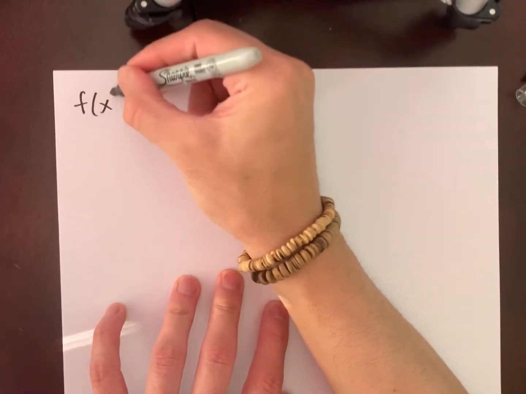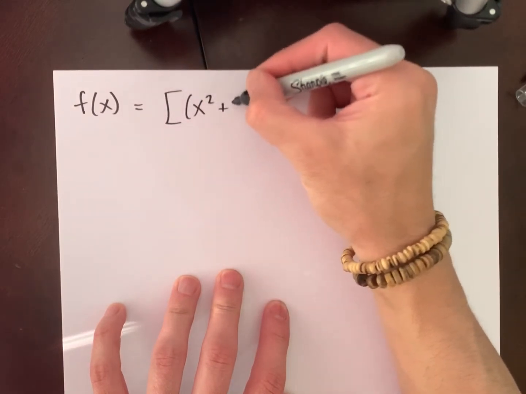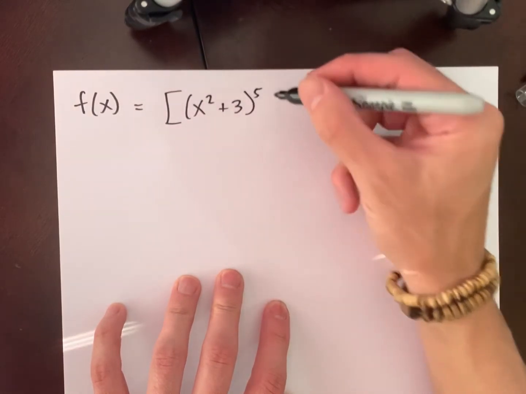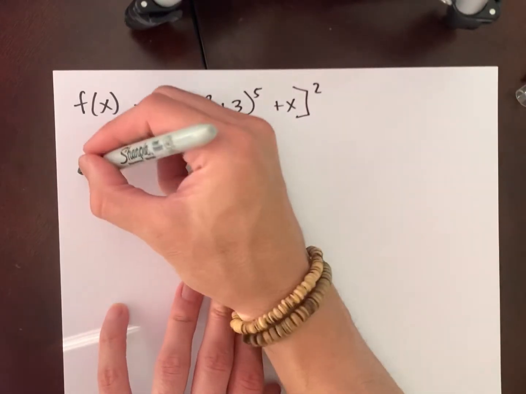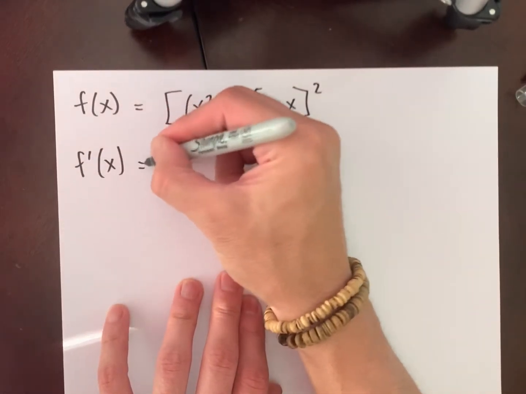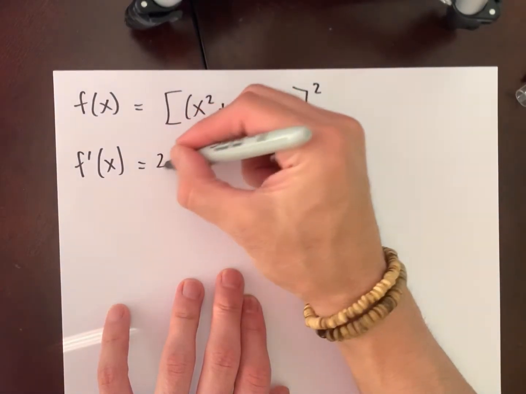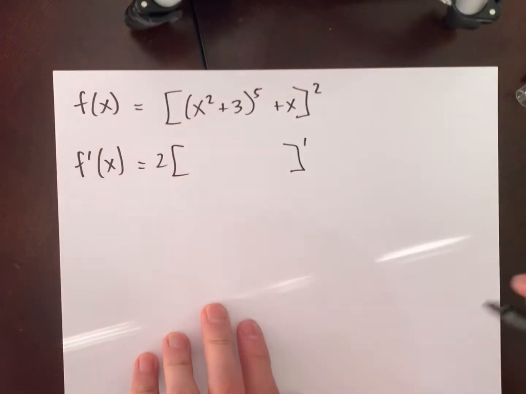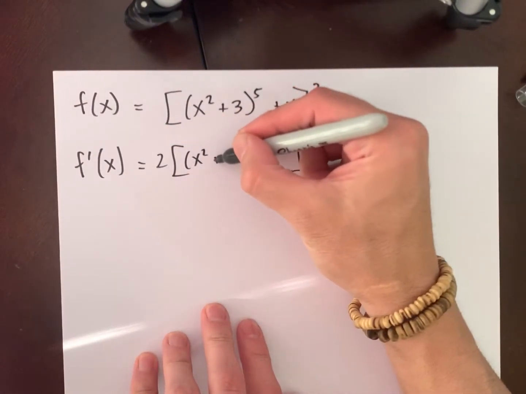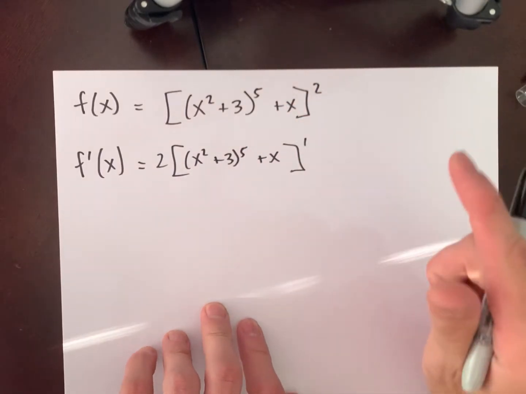And for this one, we want the derivative. So I have bracket x squared plus 3 close to the 5th plus x bracket 2. So we want the derivative. And I would apply the power rule. So the 2 goes to the front, and the 2 becomes a 1. Everything inside stays the same for now. You want to do this chain rule by peeling off one layer at a time.